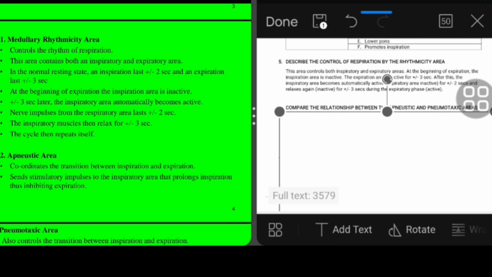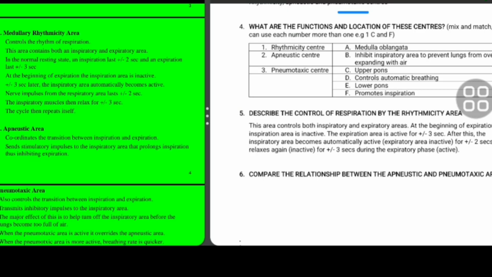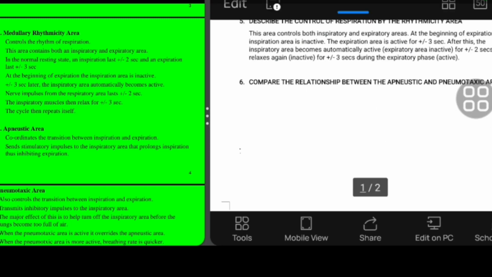So I say this area controls both inspiratory and expiratory areas. So at the beginning of expiration, which is when you're breathing out, the inspiratory area is inactive. That's basic. As you're breathing out, you're not breathing in. So as you're breathing out, inspiration is inactive, and as you're breathing in, expiration is inactive. Now, the expiration area is active for 3 seconds. Then after this, the inspiratory area becomes automatically active for 2 seconds and then relaxes again. So essentially, you're breathing out for 3 seconds and you're breathing in for 2 seconds. That's what this paragraph is saying in simple language.